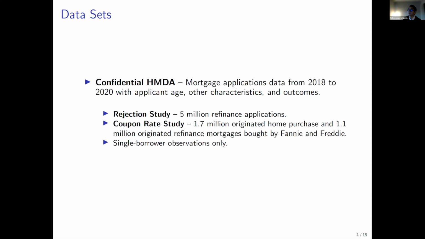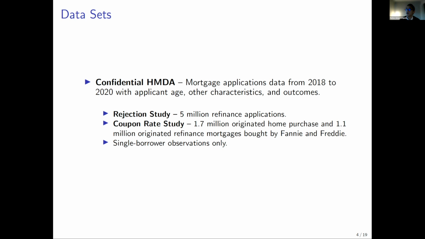So the data set is the confidential HMDA data set from 2018 to 2020. I'm limited to these years because starting from 2018, HMDA started collecting age information about borrowers. For those of you who are not familiar with this data set, it's basically a regulatory data set collected by the Fed and the like that covers basically almost the entire mortgage market in the US. So it's very representative. This gives me the exciting opportunity to document the systematic correlation between age and credit access for a large market.